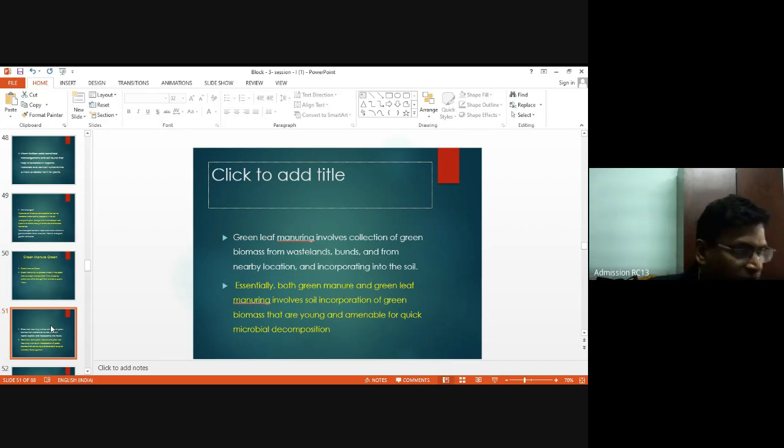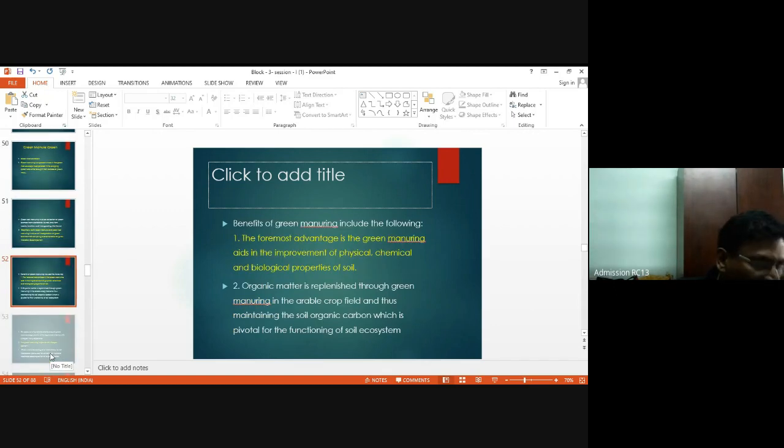Green leaf manuring involves collection of green biomass from wasteland, bunds, and farm nearby locations, and incorporating it into the soil. That means the green plant source that we collect is applied to the soil. Essentially, both green manure and green leaf manuring involve soil incorporation of green biomass that is young and amenable to quick microbial decomposition. So what will happen? It will decompose quickly and it can be applied.